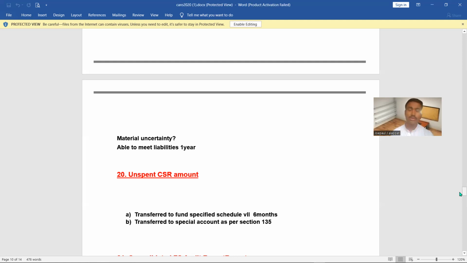Next, if it is regarding an ongoing activity, then you have to see whether it is transferred to an account specified as per section 135. Okay, two things. Not ongoing activity: to the fund as per Schedule 7 within 6 months. Ongoing activity: account specified as per section 135. That's all. Now, last clause. We are going to the end, guys.